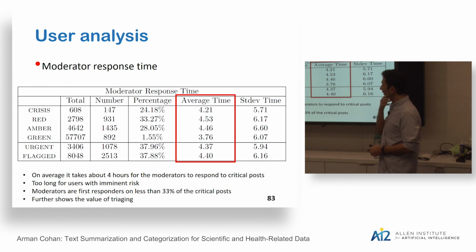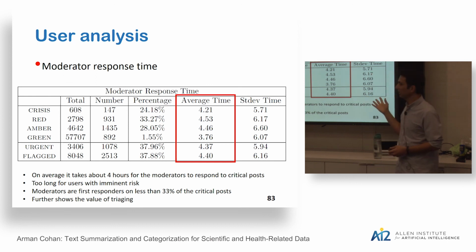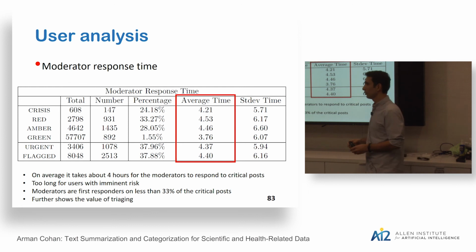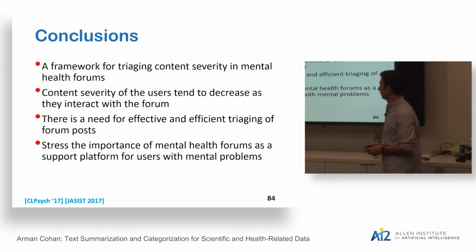If you look at moderator response time based on the severity of the posts, you can see that on average it takes 4 hours for the moderators to respond to these posts, which is too long because most suicides happen within 1 hour of ideation. So 4 hours is just too long. This shows that this task is important and we need to prioritize how we allocate resources.